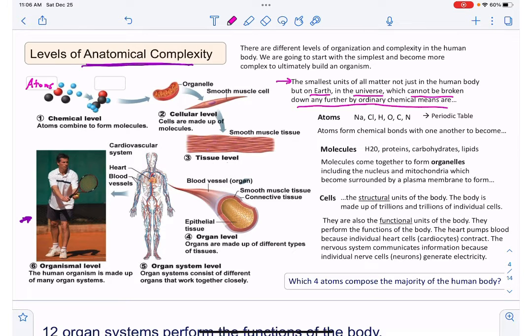Atoms are the smallest unit to make up the human body and really any matter on Earth or in the universe. Some examples of different atoms are individual sodium atoms, individual chloride atoms, hydrogen, oxygen, carbon, nitrogen. You can find all of these different atoms on the periodic table. Actually, these are elements, but an individual unit of an element is called an atom.